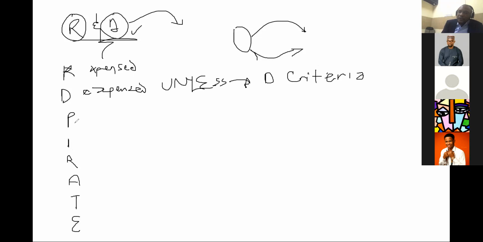So P: it must be probable that the cost incurred will generate future economic benefits. That's one. The next one is that there must be an intention to use or sell the asset being generated.